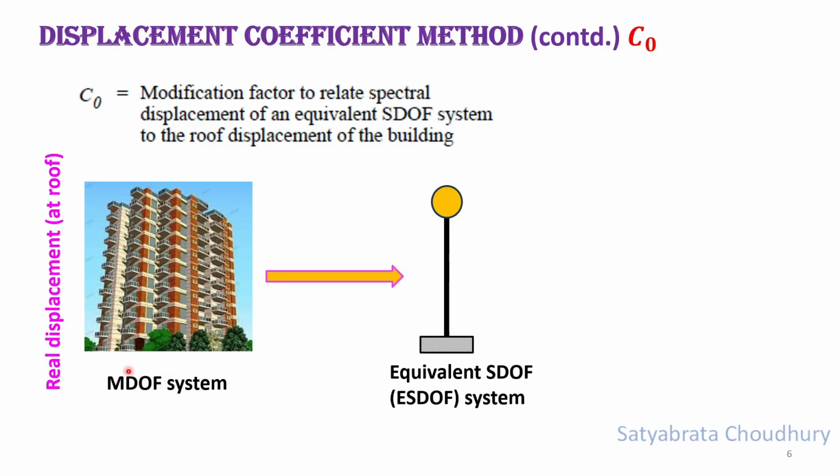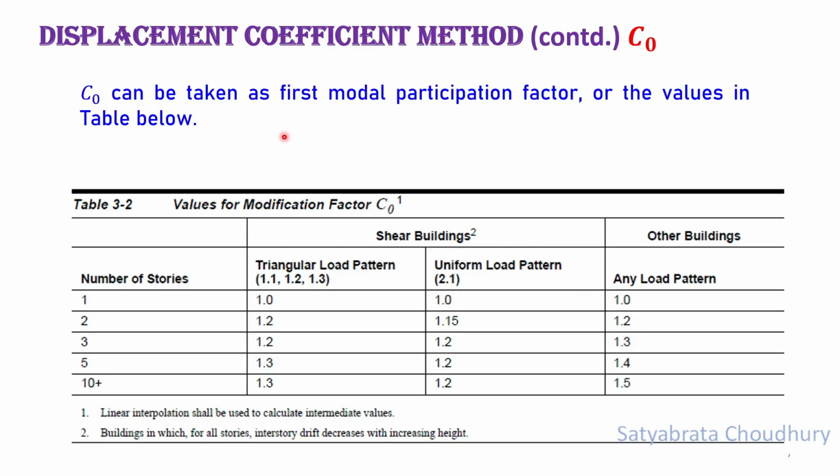So this is the real system which has the roof displacement at the top that we want to relate with the converted equivalent single degree of freedom system displacement, in spectral displacement unit. Further reading about the C0, C0 can be taken as the first modal participation factor, the participation factor corresponding to the first mode of the system, or you can take the values given in the table here. The tables are given for number of stories 1 to 5 and then further 10 stories onwards, and you can make linear interpolation for in-between stories. Now these are given for shear buildings and other buildings.